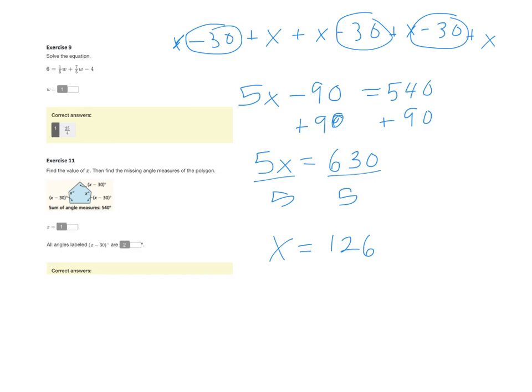Now, it says x is equal to, so right here you would do 126. The second one says x minus 30. Those angles are what degree? Well, you do 126 minus 30. So what I'm doing is I'm plugging in 126 for x. Right? And then minusing 30. So 126 minus 30 is 96 degrees. Let's keep going.